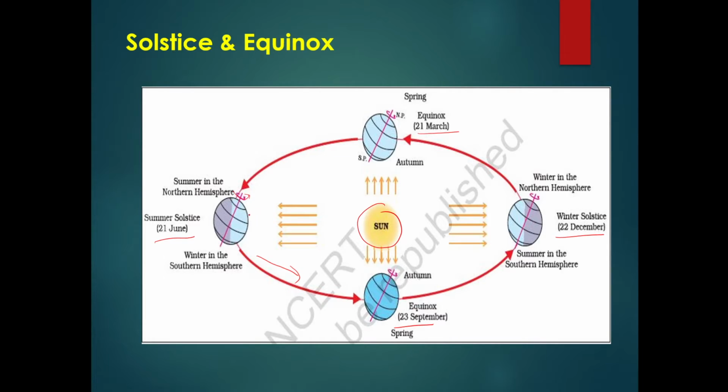Okay, so we will start from 21st June. Okay, so the northern hemisphere, you can see, this is the equator, and the equator divides the earth into two equal halves, northern hemisphere and southern hemisphere. Okay, so the northern hemisphere is getting tilted towards the sun. So in the northern hemisphere the rays of the sun fall directly on the Tropic of Cancer. This is the Tropic of Cancer.